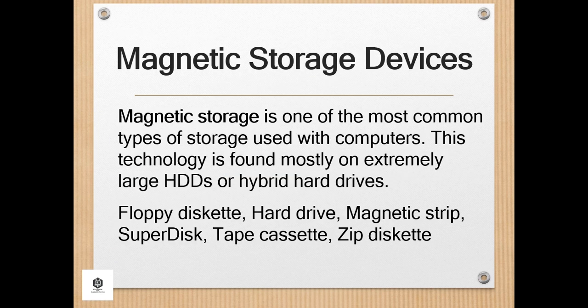What are the magnetic storage devices? Today, magnetic storage is one of the most common types of storage used with computers. This technology is found mostly on extremely large HDDs or hybrid hard drives. Examples of magnetic storage devices are floppy diskette, hard drive, magnetic strip, SuperDisk, tape cassette, and zip diskette.